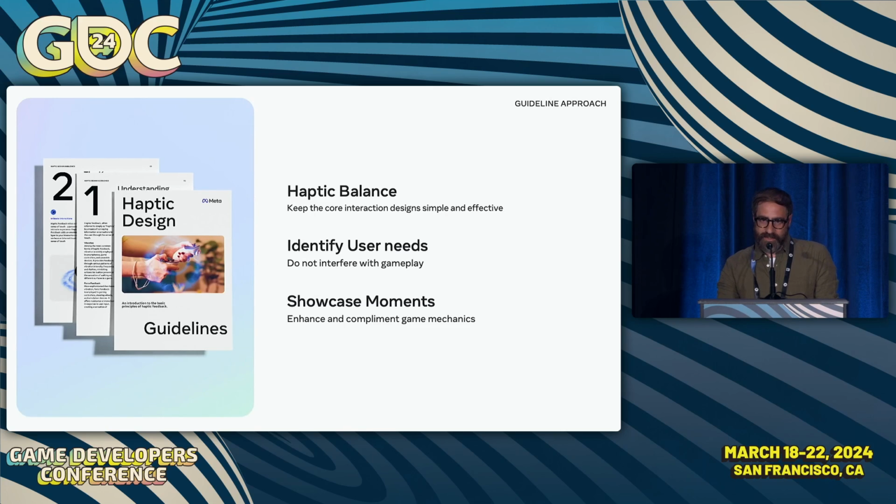So these design approaches are reflected in our haptic guidelines. For example, we convey haptic balance by keeping a less-is-more approach. We're keeping the core interactions simple and effective. We're identifying user needs by designing with existing players in mind and keeping a familiar experience. And we don't want to distract or interfere with the gameplay. We're also using showcase moments to enhance and complement the game mechanics.